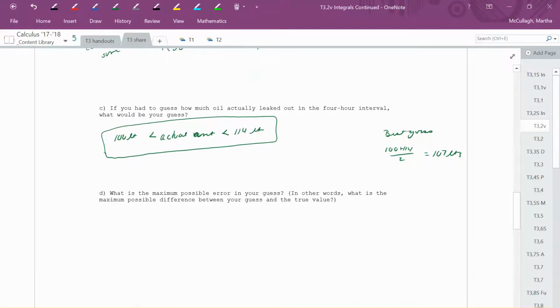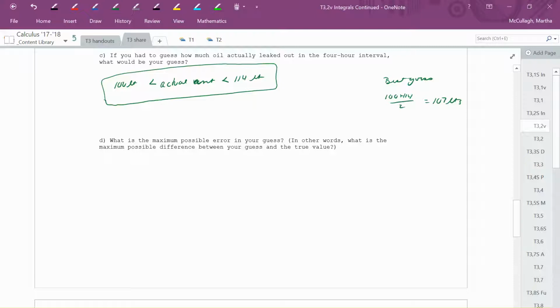And what is the maximum possible error in your guess? In other words, what is the maximum possible difference between your guess and the true value? Well, if we had guessed 100 liters, and we know it could have been all the way up to 114 liters, then as long as I guessed a number somewhere in this range, the furthest off I could be is 14 liters. Intuitively, we get that answer.